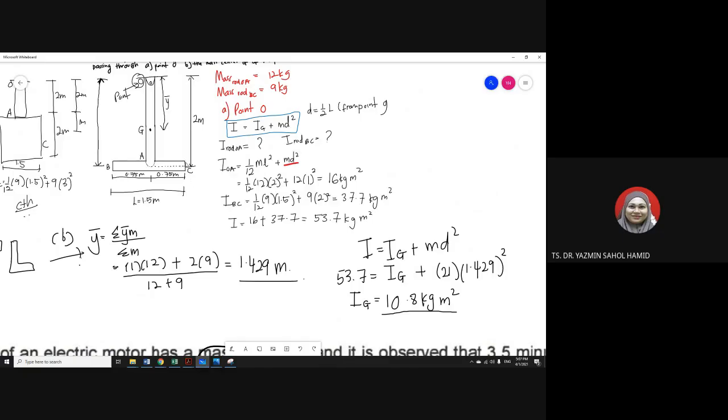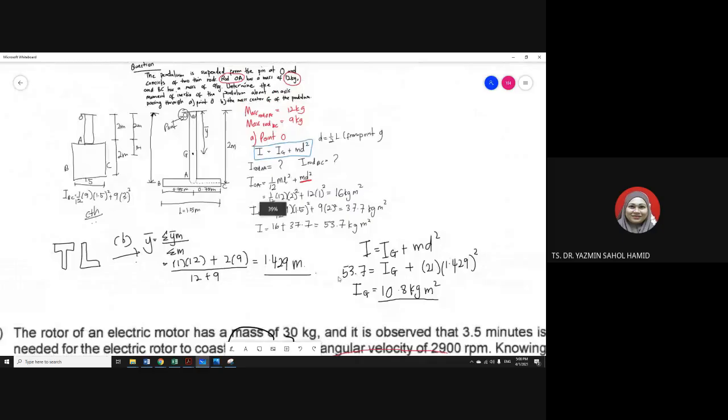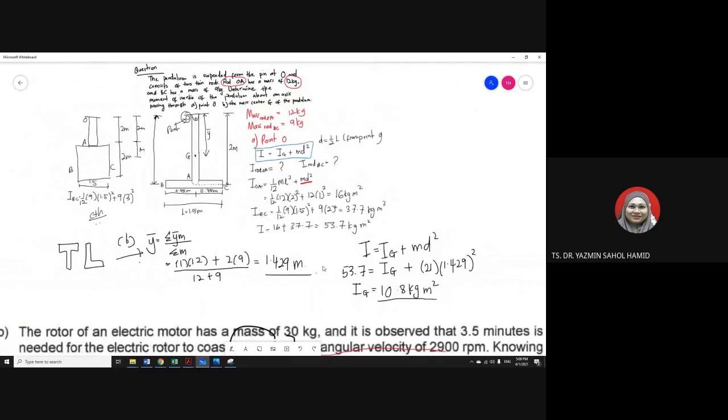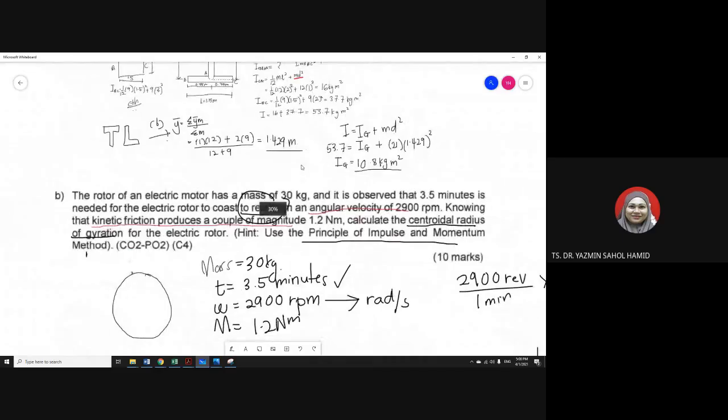Untuk rod BC, dia punya Y bar adalah 2 kali 9. Divide dengan mass 12 campur 9. So, dapat 1.429 meter. So, ni adalah Y bar kita. Masukkan dalam formula D ni, kita dapatlah mass of center G, iaitu 10.8 kilogram meter square. Okay, so ni sajalah tambahan je lah. Okay tak? Okay, last question. Boleh tak saya tambah last question? Ni soalan final. Boleh tak?